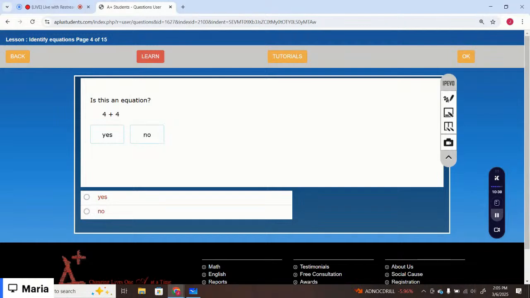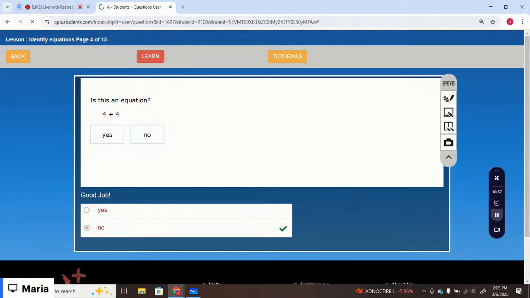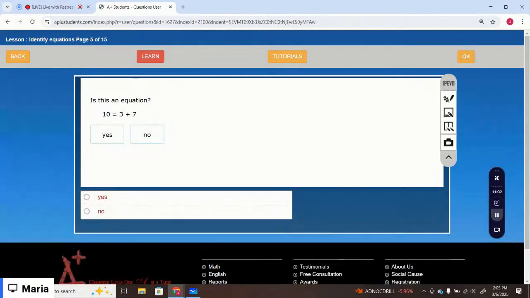Is this an equation? 4 plus 4. No, that is not an equation, right? Option number two is the correct option. Very good. Is this an equation? 10 equals 3 plus 7. Yes, that is an equation. Sorry, option number one is the correct option.